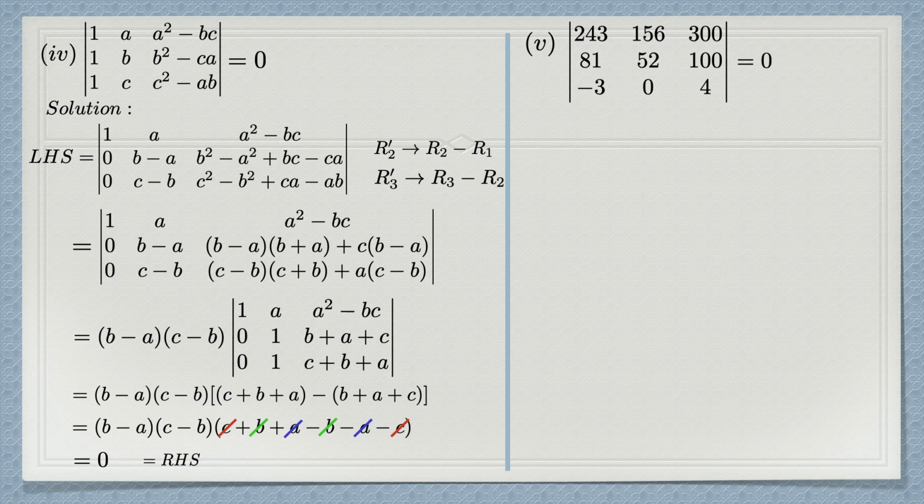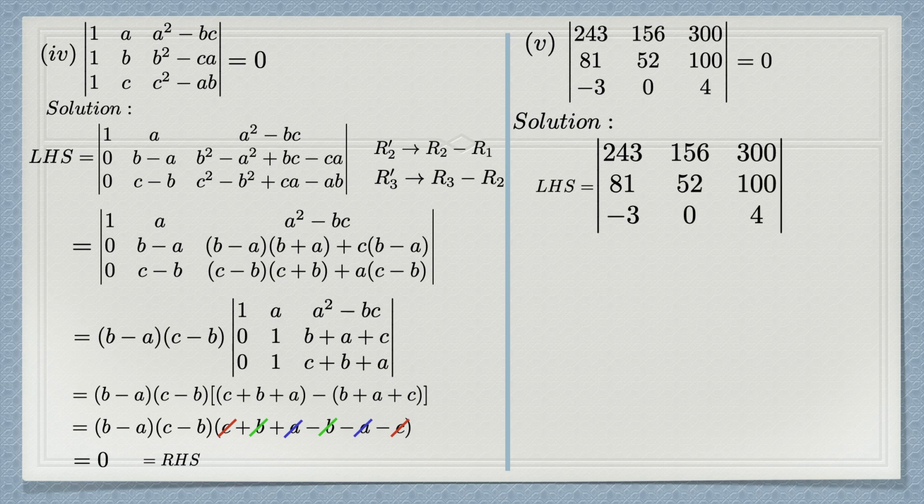Fifth problem. Solution. Left hand side equal to, we'll write the question. We'll check whether we can take any common term. By multiplying some number, check whether we can get the other row or column. In this, the first row is equal to the second row by multiplying certain terms. By multiplication of certain terms, we will get the first row.